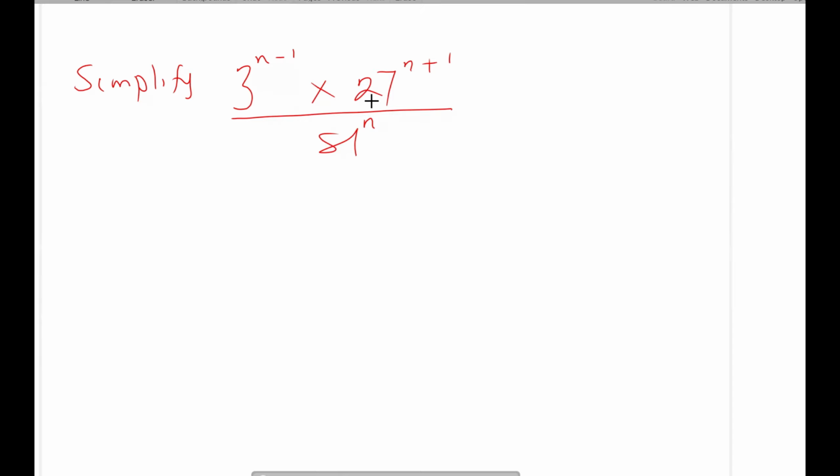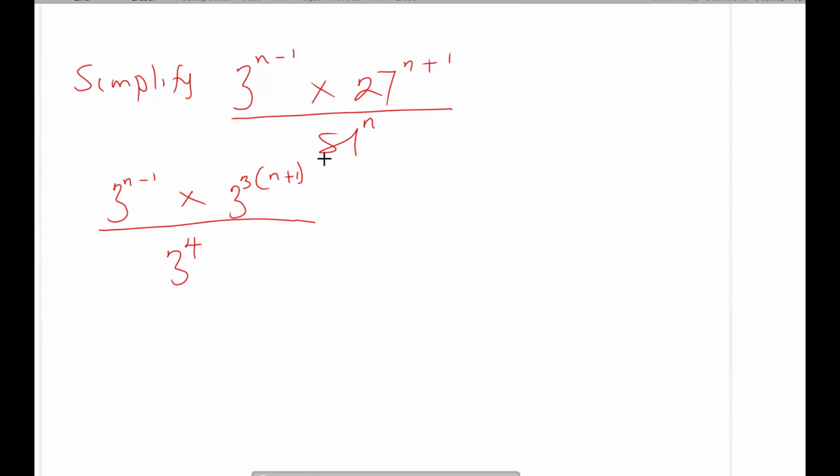Since this is 27, I can rewrite 27 as 3 raised to the power of 3, and I can rewrite 81 as 3 raised to the power of 4. So the best way to go is to just say this one says 3 raised to the power of n minus 1 multiplied by 27, which is 3 raised to the power of 3. That would be 3 raised to the power. Don't forget we have a power there before, which is n plus 1. It's multiplying it. Divided by 81, which is 3 raised to the power of 4.